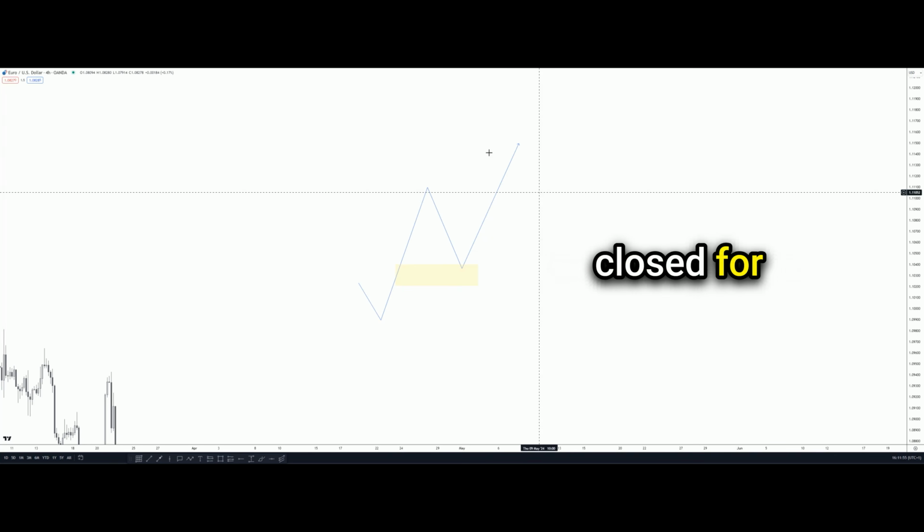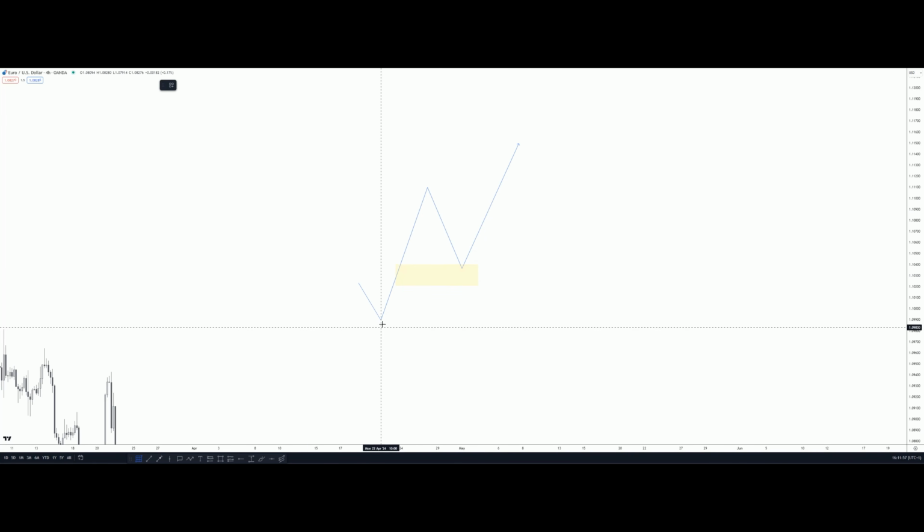This is a closed for business range. So this is how we define the range. Premium and discount. This is closed for business. Let me make that a little bit more visible.